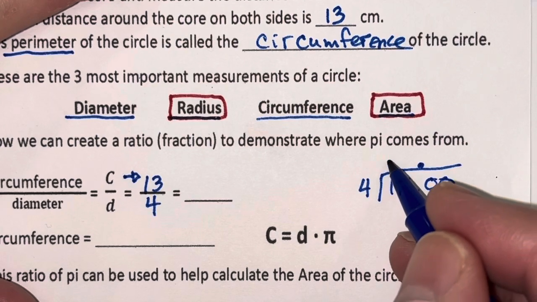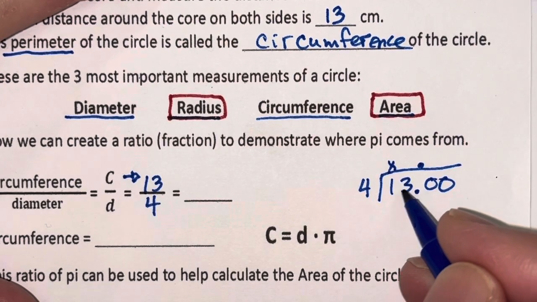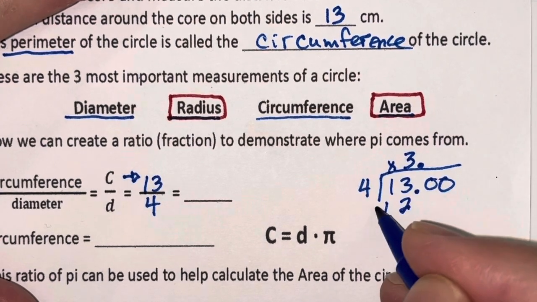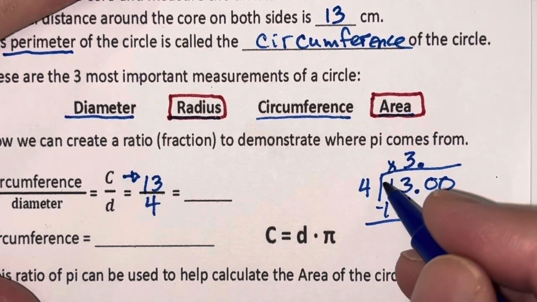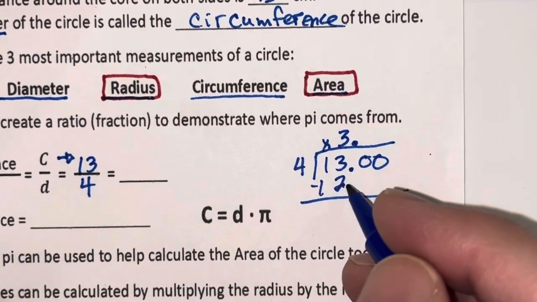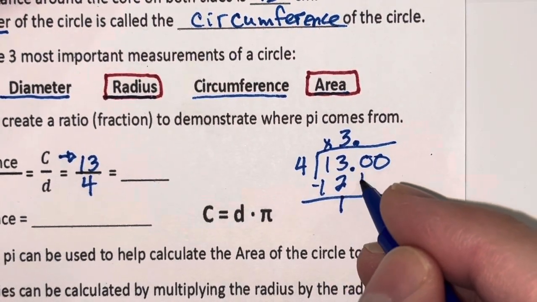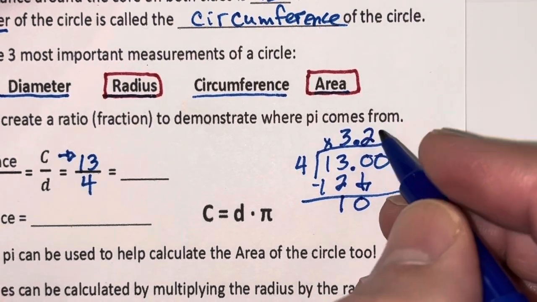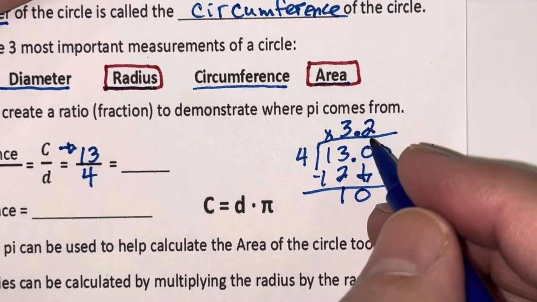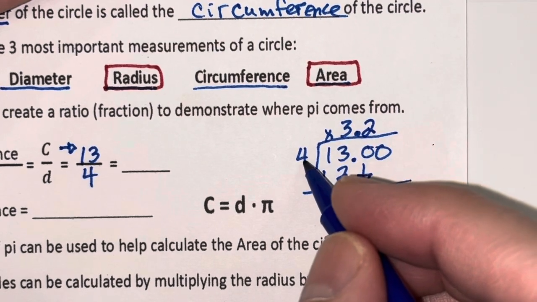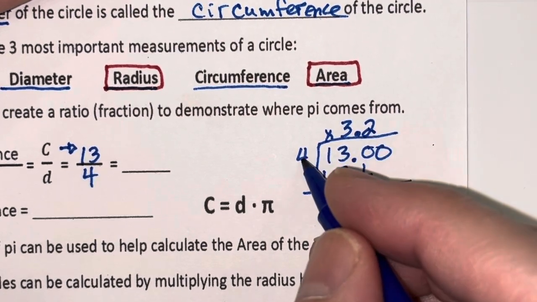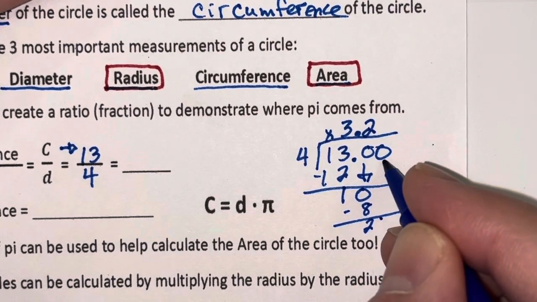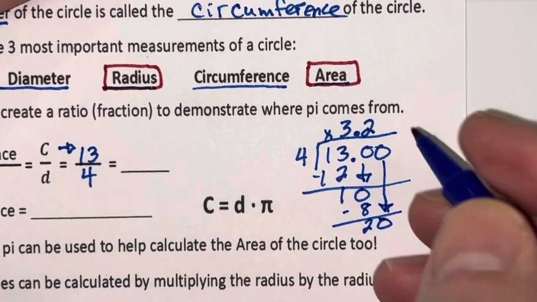So 4 goes into 1 no times. 4 goes into 13 3 times. So 3 times 4 is going to give us 12, and then we subtract, bring the 0 down. 4 goes into 10 2 times. 2 times 4 is going to be 8. And we bring the 0 down, and then 4 goes in there.